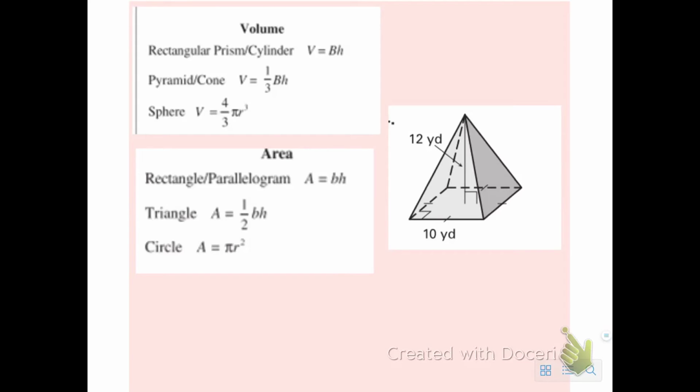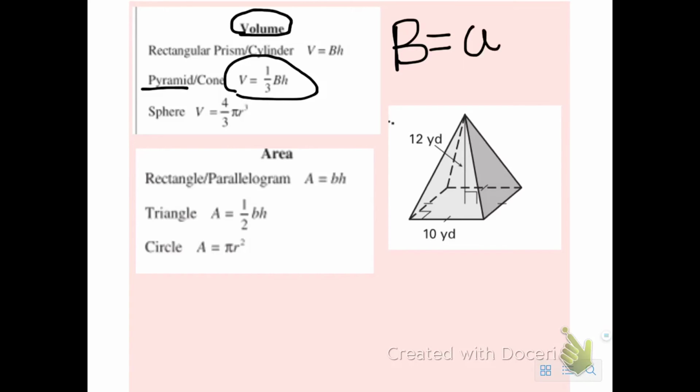Now in this picture, I want to find the volume of a pyramid. The shape is a pyramid. So I go to the volume part of the formula sheet, and I find the word pyramid. That's the same formula as for a cone. So again, it's got the capital B. Remember, capital B stands for the area of the base. So I've got to go to the area part of my formula sheet.